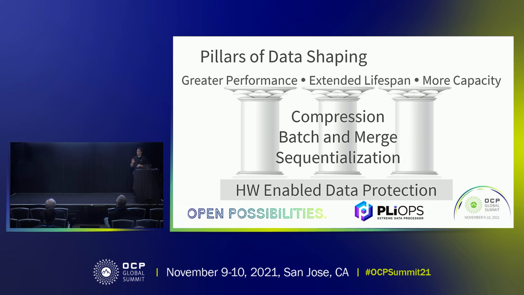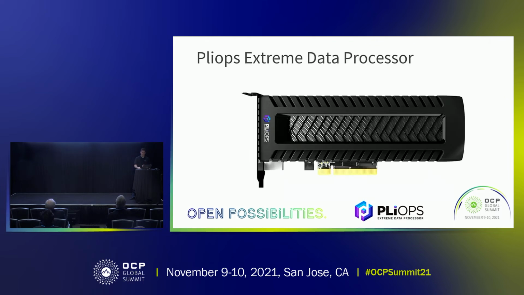Now, attempting to do these four operations on our existing hardware will bog down your CPU, will consume a lot of NAND, will require software optimizations. We need to offload all of these onto dedicated hardware. Pliops, with their extreme data processor, has brought that hardware-accelerated data shaping and protection to the market.